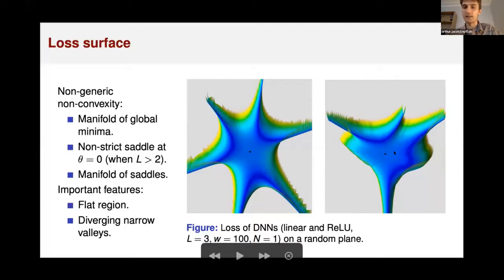Now, understanding these flat regions, we know that you can also find a saddle at the origin in nonlinear networks, and that's what I'm currently studying. So I think that this general picture should extend to nonlinear networks.